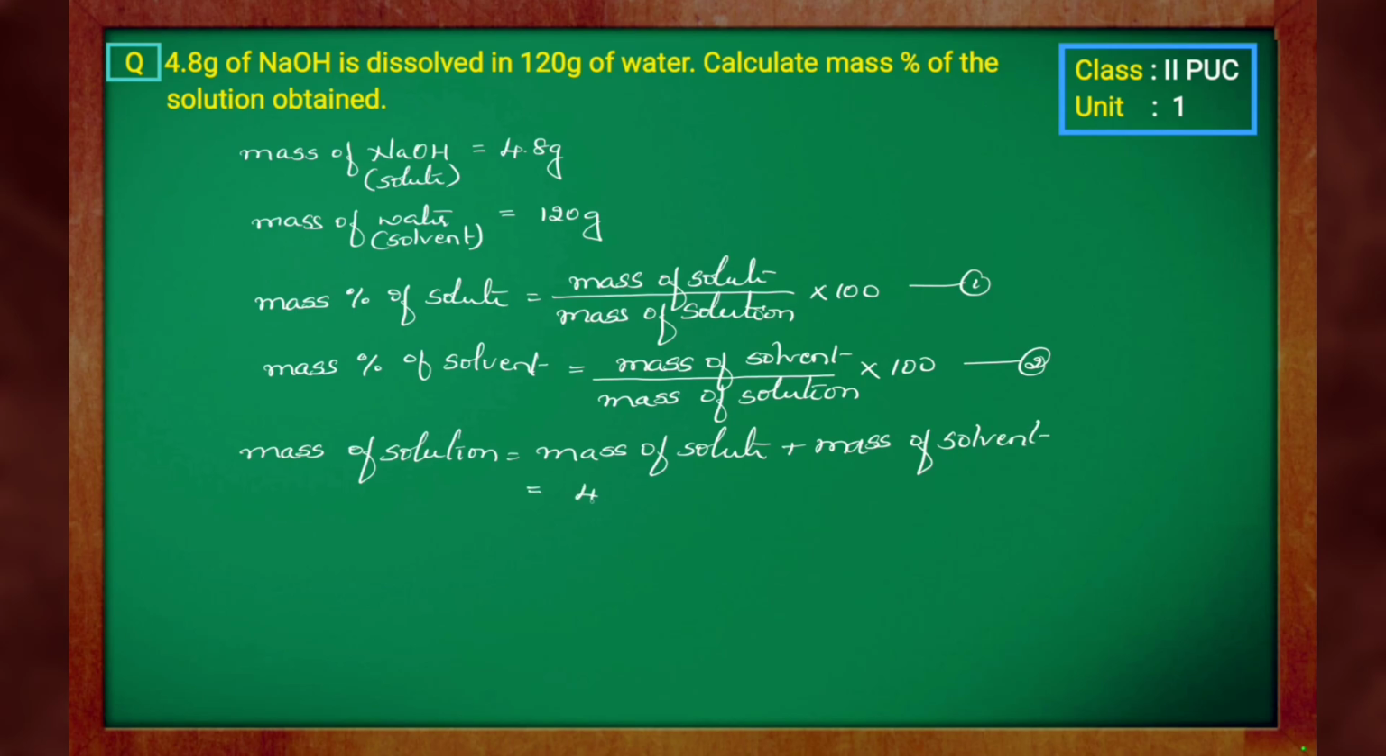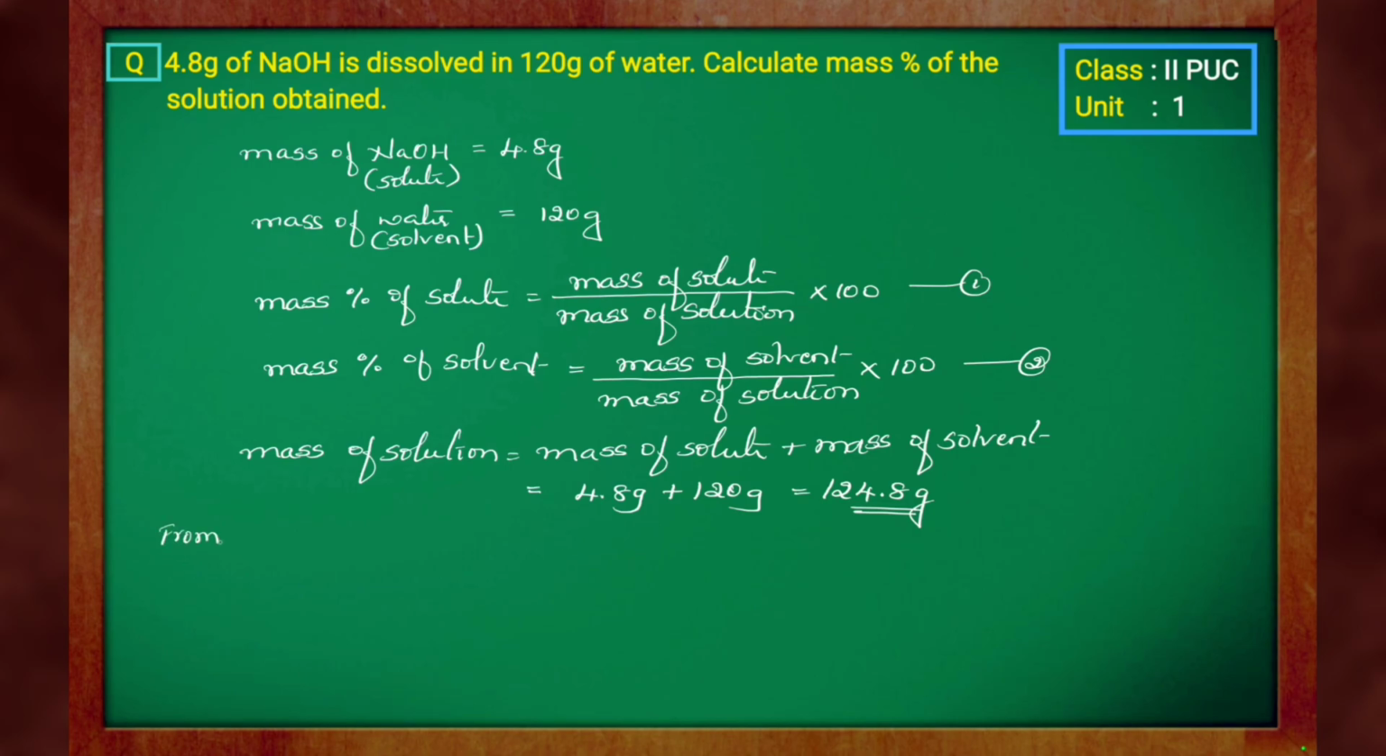Mass of solute is 4.8 grams. Mass of solvent is 120 grams. So therefore, mass of solution is 124.8 grams. So now let us substitute these values into equation 1 and 2 to find mass of solute.